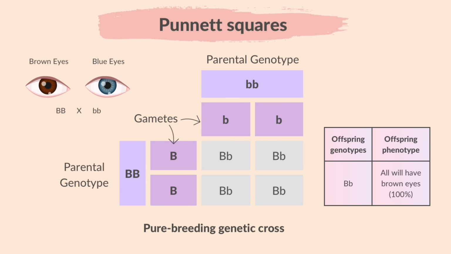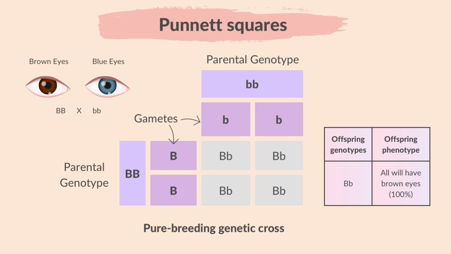By completing a Punnett square, you can predict the probability of various outcomes in monohybrid crosses. So as you can see, there is a 100% chance that all the offspring will have brown eyes. When it comes to eye color, having just one copy of the brown eye allele, capital B, is enough to show brown eyes because it is dominant over the blue eye allele, small b.